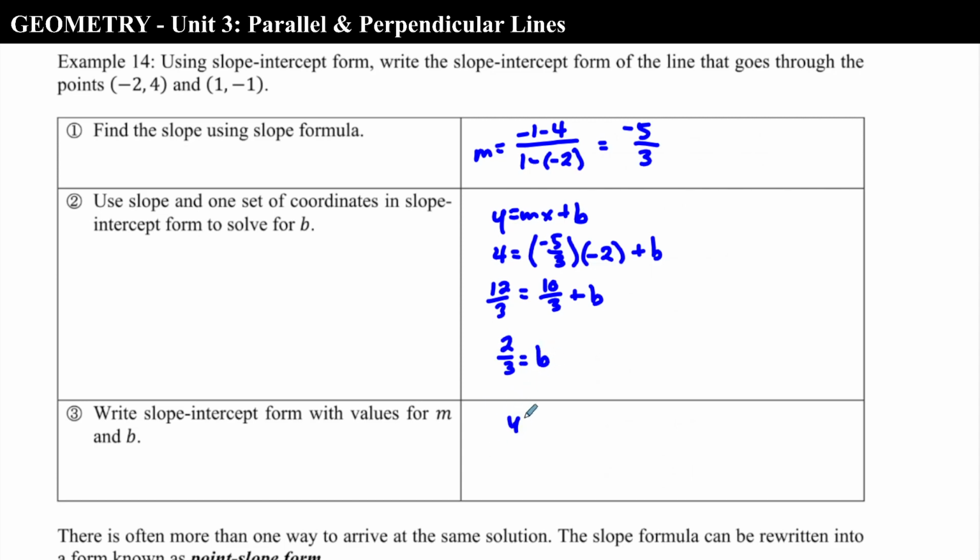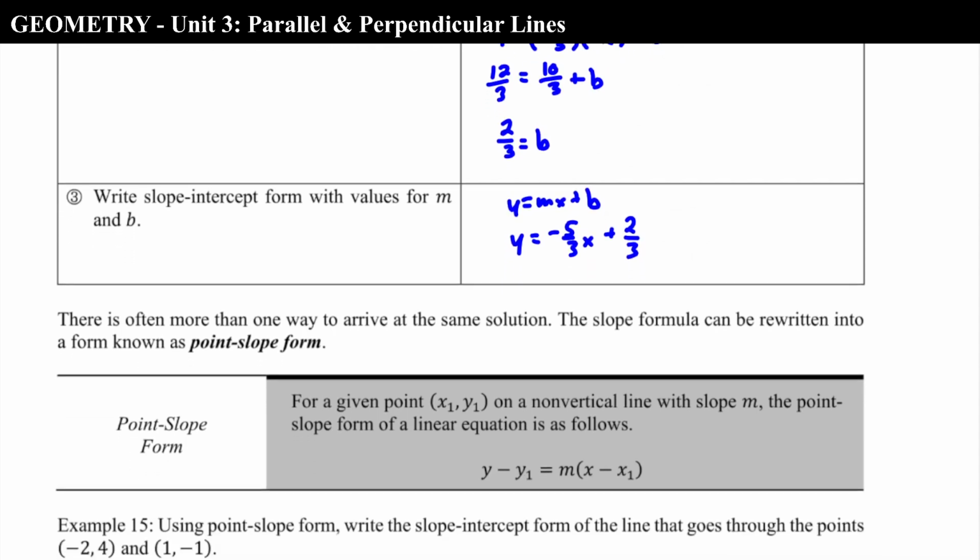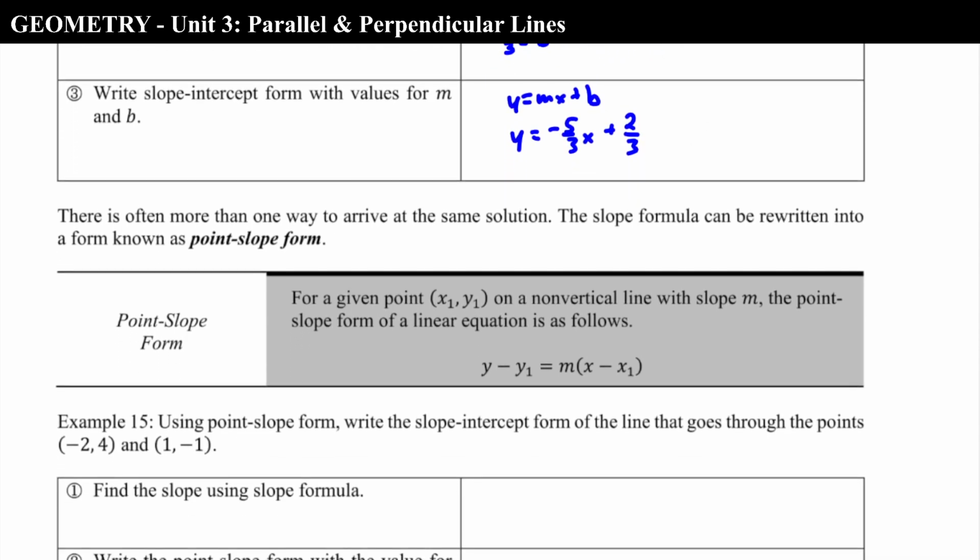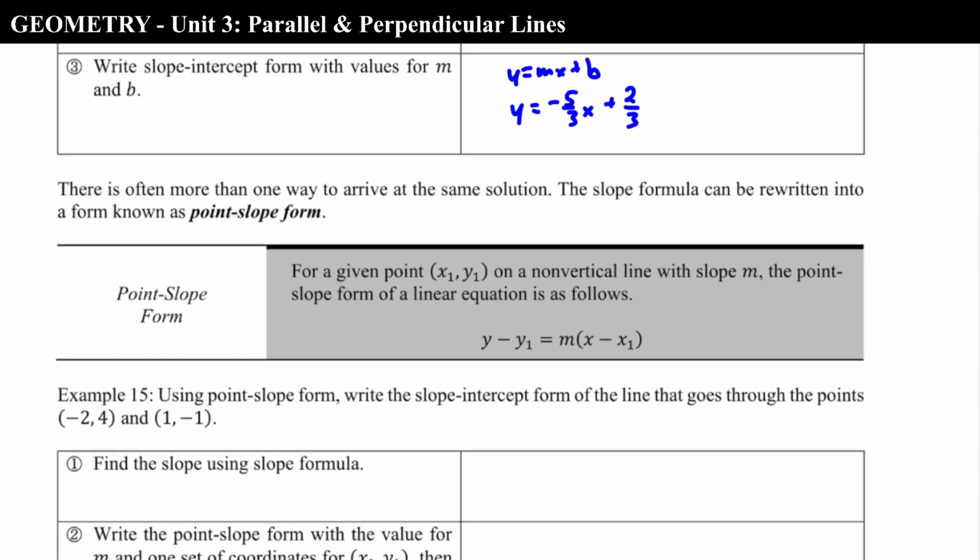And now we're going to take y equals mx plus b, and we're going to insert our slope, and we're going to insert our y-intercept. And that's our equation of our line. Now we did this with slope-intercept form, there's also another form called point slope form, where if you have a point and you have the slope, you can easily find it in 2 steps.